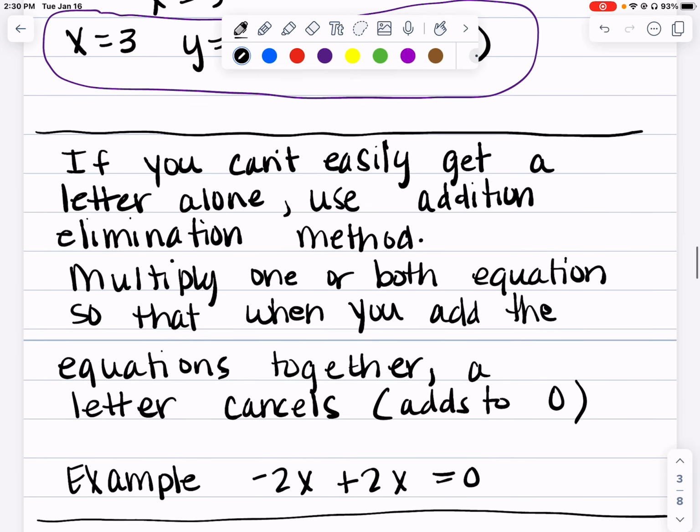If you can't easily get a letter alone, use addition elimination method. Okay, it's called the addition/elimination method, which means multiply one or both equations, so that when you add the equations together, a letter cancels, and that means adds to 0. For example, negative 2x plus 2x equals 0.